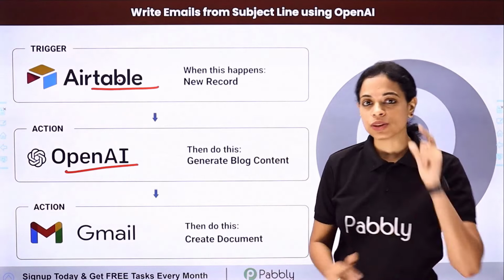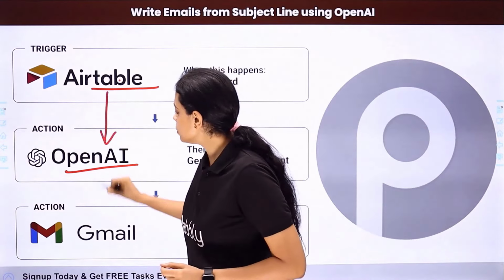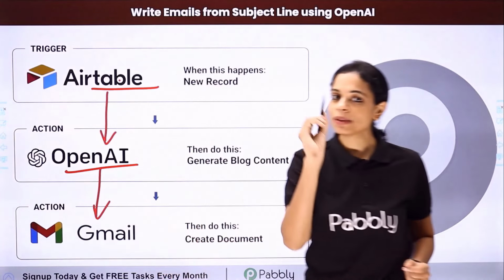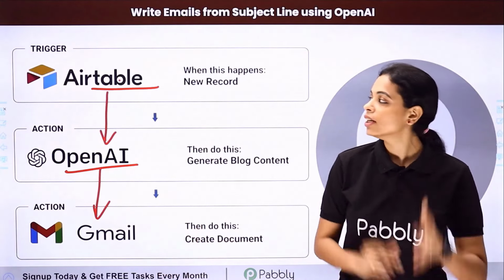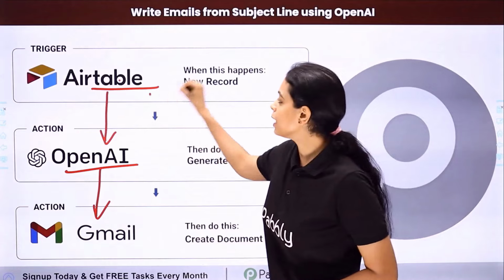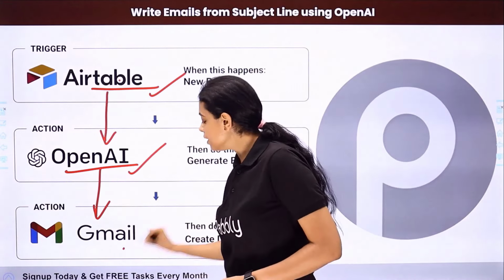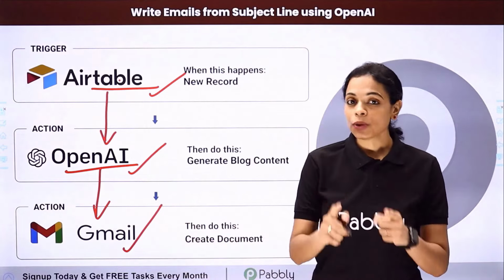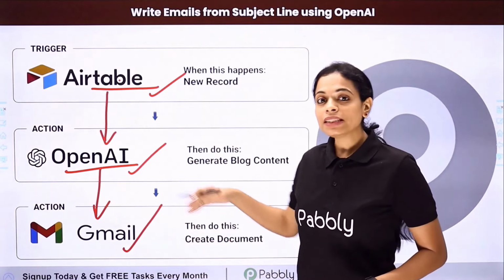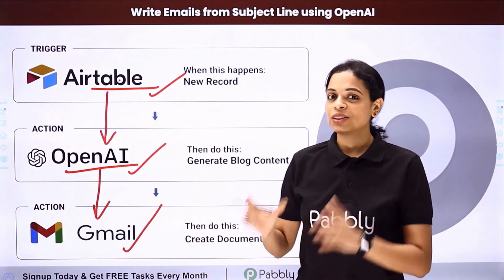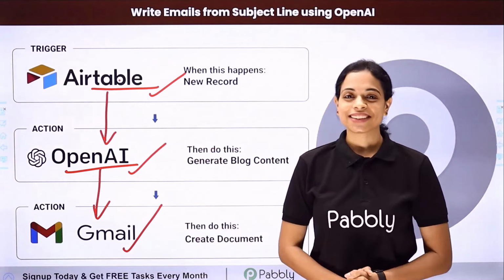How can this happen? For this, you will have to have some integration between these three applications, and the same can be done using Pabbly Connect software. Here your trigger application would be Airtable and your action applications would be OpenAI and Gmail. Now, how can you automate, integrate this entire process? To understand that, let me take you to my screen.